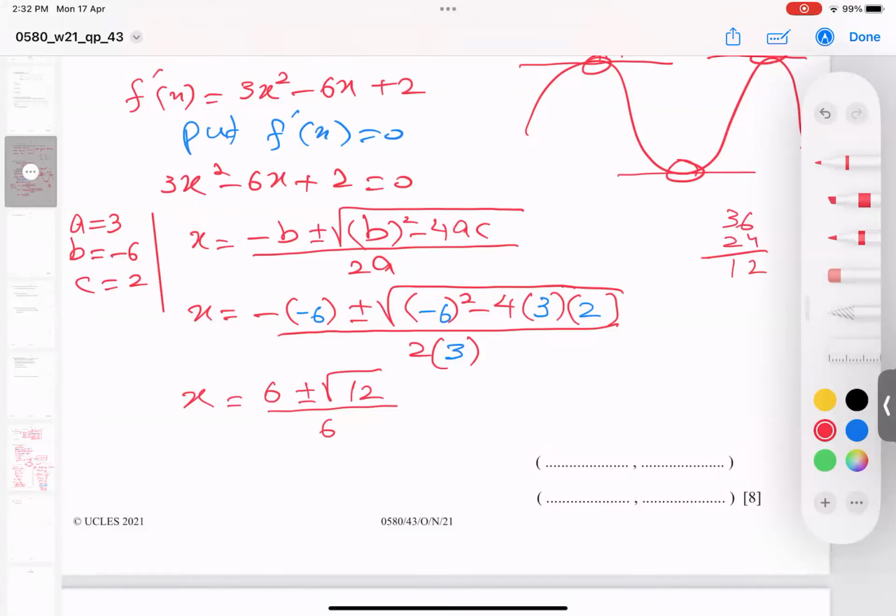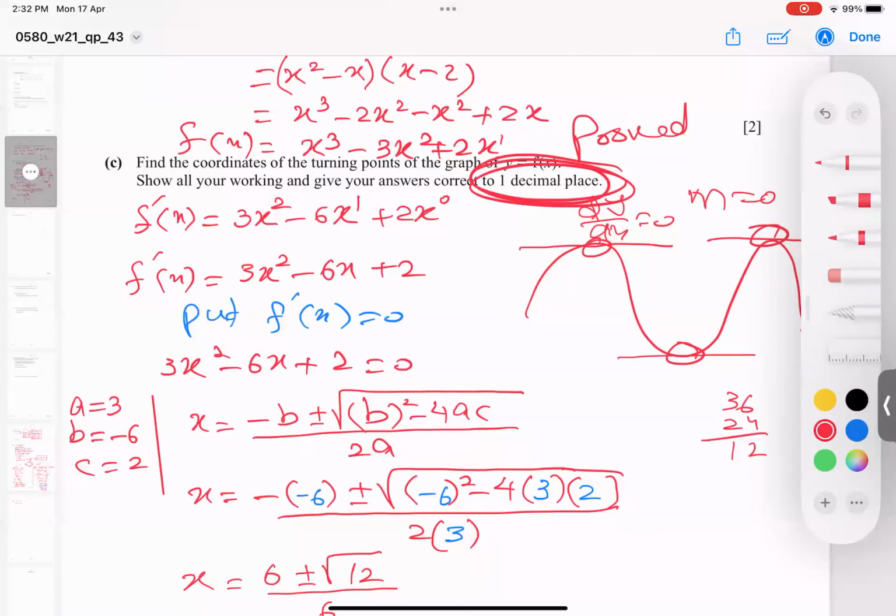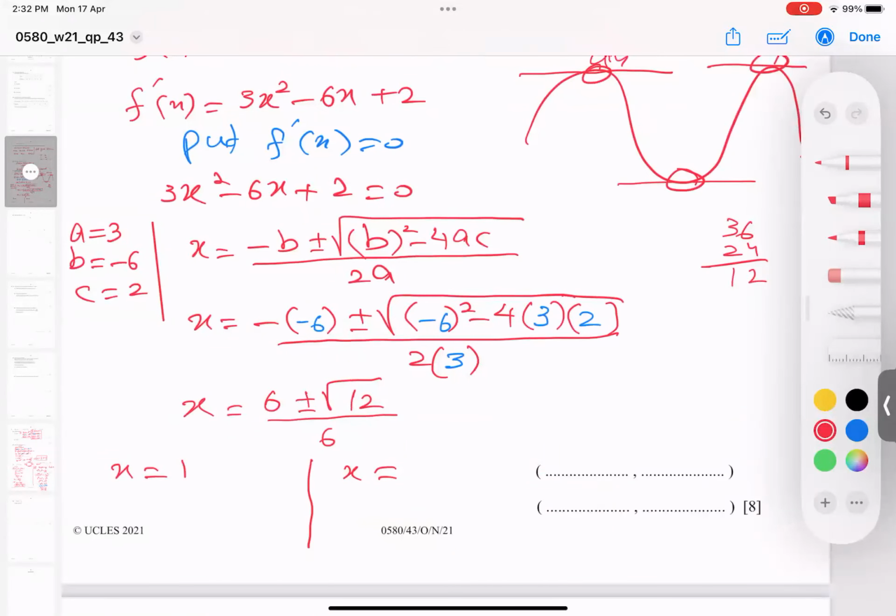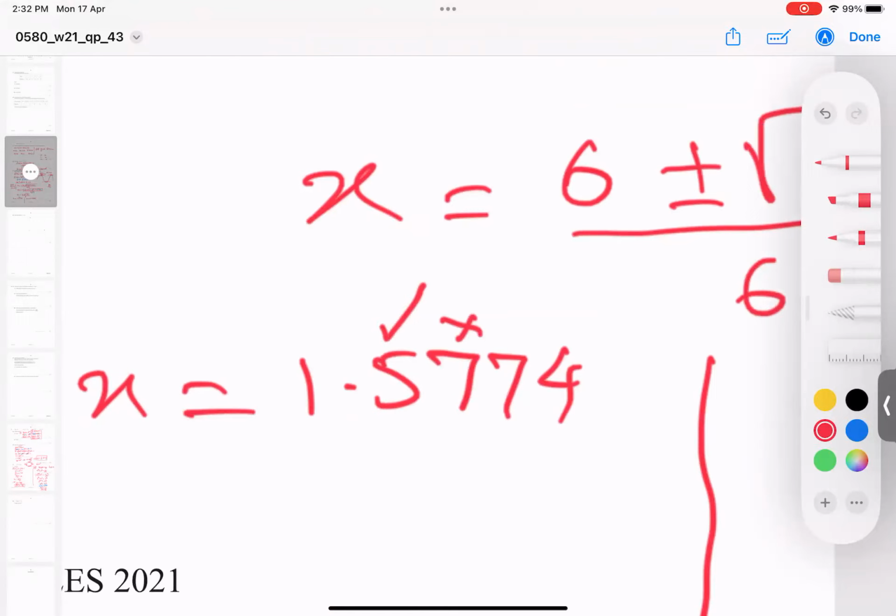Let me recheck. Yes, correct. Now I will type in separately and get two x values. Now I will solve separately. So 6 plus root 12, divided by 6. My first answer, and he said to give it to 1 dp. My first x value is coming 1.5774. And the second answer, wait a minute, please. The second value is the same with a negative sign, students. Then this is coming 0.4226, but I write it to 1 dp. What is 1 dp, students? I need this one, I don't want the rest. So add one. Why add? Because this digit is bigger than 4. I get 1.6.